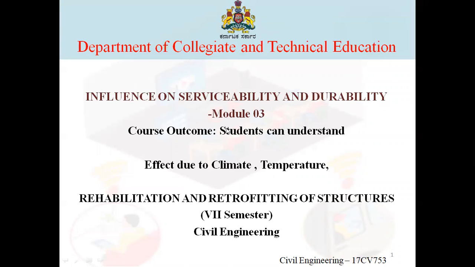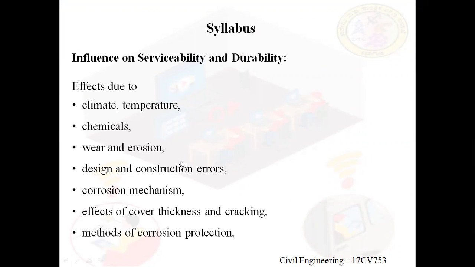So in this particular session we will discuss the effect due to climate and also the effect due to temperature. Some of the basic things we have studied in module 1 itself, that is, causes for the deterioration of structures. In the physical causes, we discussed how shrinkage will affect the structures, that is, how cracks will develop due to shrinkage, and due to the different types of shrinkage, plastic shrinkage and dry shrinkage. The different types of shrinkage affect structures in different ways.